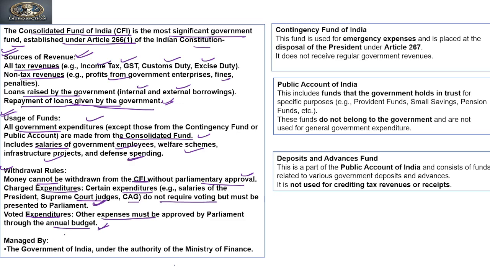Who manages the Consolidated Fund of India? It is managed by the Government of India under the authority of the Ministry of Finance. So the Ministry of Finance is responsible for managing the Consolidated Fund of India.